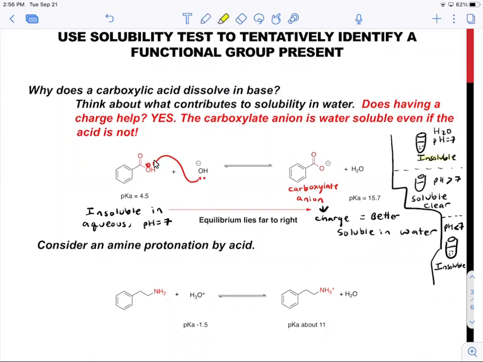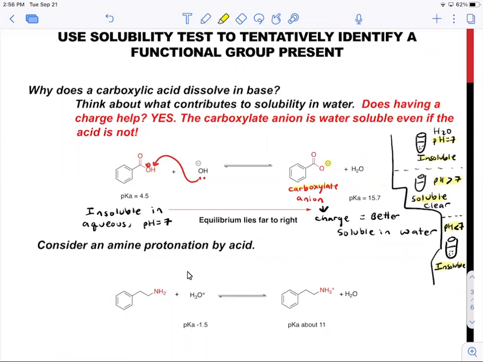So we have insoluble at pH 7. Solubility, because of the charge we've created on the carboxylate anion. And then below pH 7, we return to an insoluble mixture. So you'll have 3 test tubes in the lab with aqueous solution of these different pHs, and you'll be looking to observe the solubility profile of your molecule.